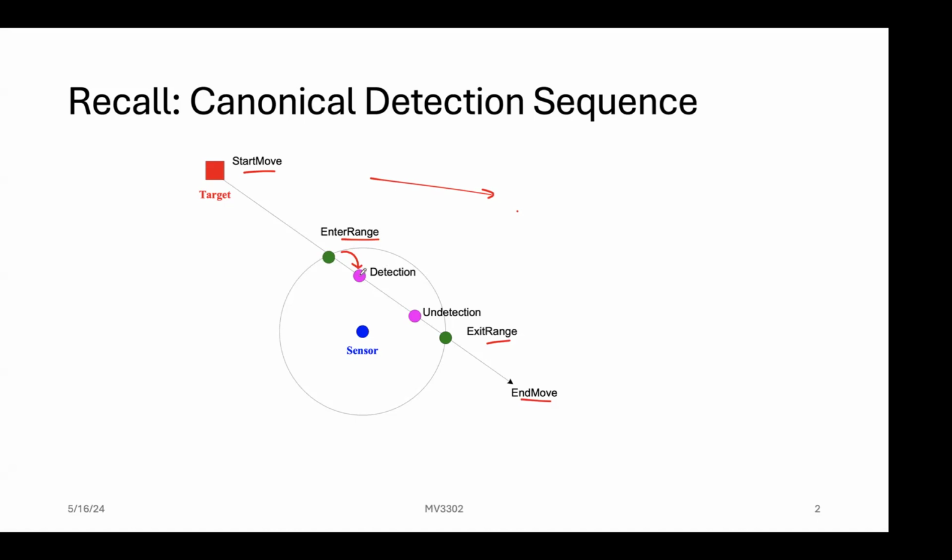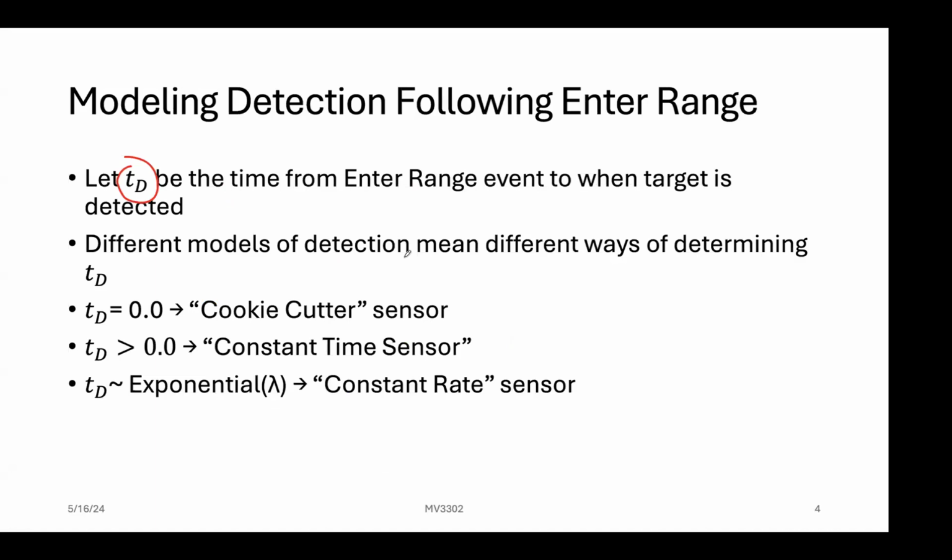So what I want to know is, when do I detect it, and where is it when I detect it? That's what I want to know. And so I can know that in this scenario if I can capture, I'll call it TD, time to detection. So the time between when I could detect it and when I actually do detect it. And there are nearly infinitely many different ways of doing this. We're just going to look at the simple ones.